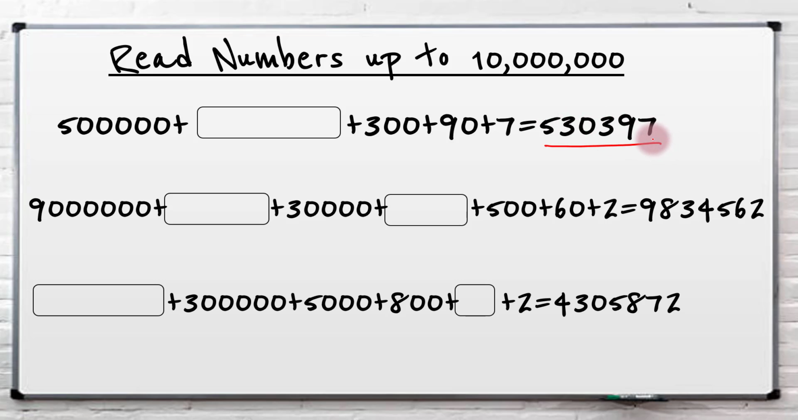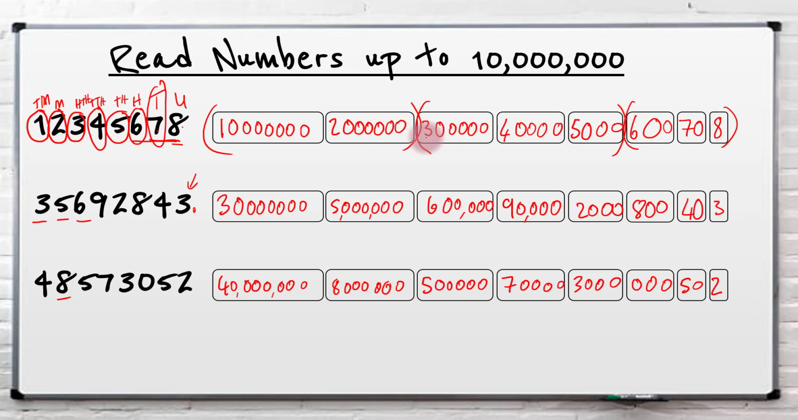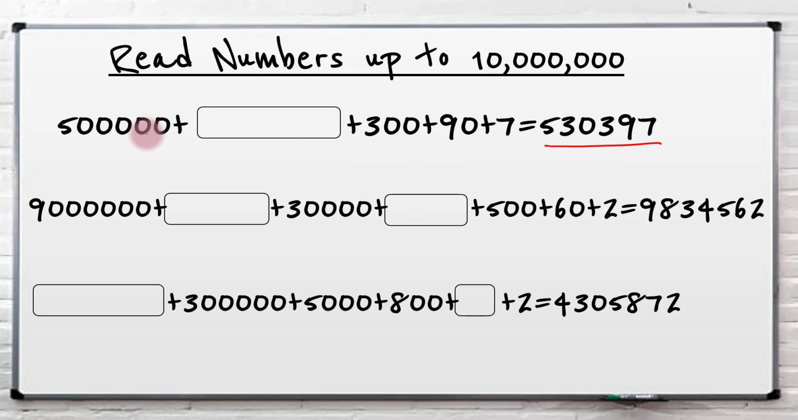530,397. And you can partition it up into its component blocks. On the previous page, basically, if you add all these numbers together, it gives you the number that you've partitioned up. So we're doing the opposite here, where it's already been partitioned up, and we need to put in the blank space.